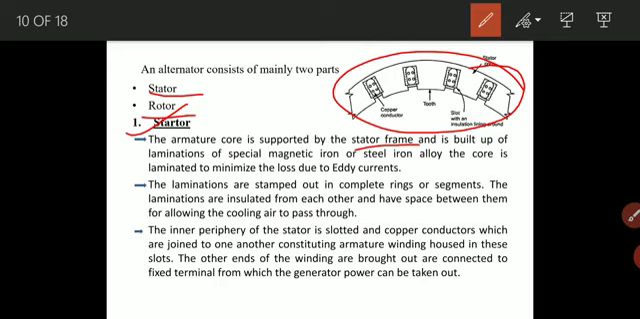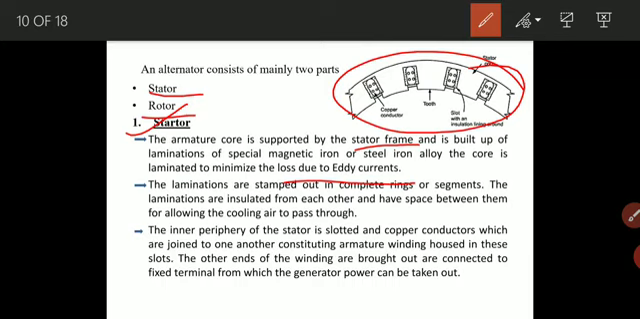The core is laminated to minimize loss due to eddy current. The lamination is done to reduce eddy currents. Here you may face short questions: why is lamination provided in the stator frame? Answer is to reduce eddy current loss. Then the laminations are stamped out in complete rings or segments. The laminations are insulated from each other and have space between them for allowing the cooling air to pass through.